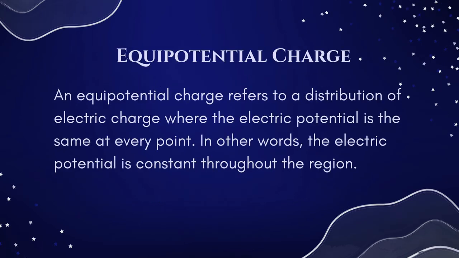An equipotential charge refers to a distribution of electric charge where the electric potential is the same at every point. In other words, the electric potential is constant throughout the region. In simple terms, it's a surface where a charged particle would not experience any net force because the potential energy at all points is equal. In an electric field, potential energy changes as you move through the field. However, along an equipotential surface, there is no change in electric potential energy, meaning no work is required to move a charge along this surface.